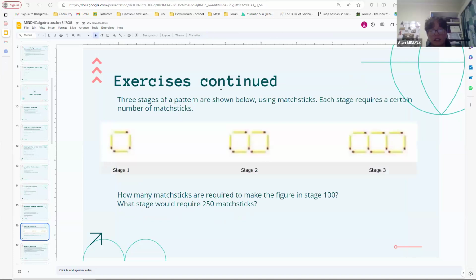So here's another exercise involving the arithmetic sum. We have 3 stages of a pattern of matchsticks as shown below. Each stage requires a certain number of matchsticks. How many matchsticks are required to make the figure in stage 100? Can anyone spot a pattern?